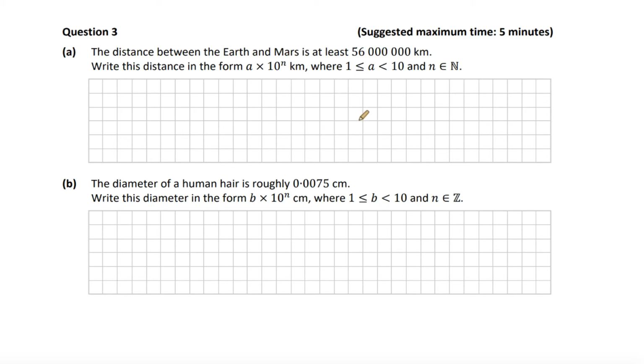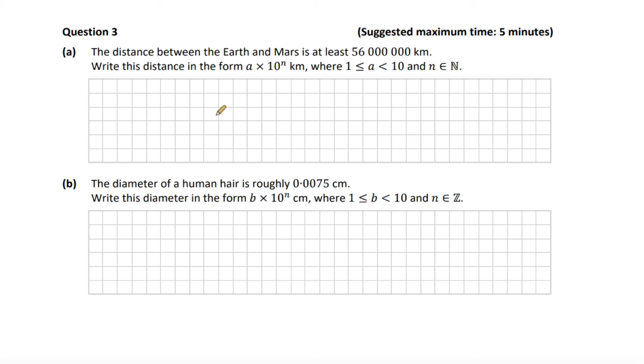The distance between the Earth and Mars is at least 56 million kilometers. 6 zeros is a million. Write this distance in the form a times 10 to the power of n kilometers, where the number a is bigger than or equal to 1 and less than 10, so it's between 1 and 10. And the n, which is the power, is an element of the natural set of numbers. In other words, it's a whole number.